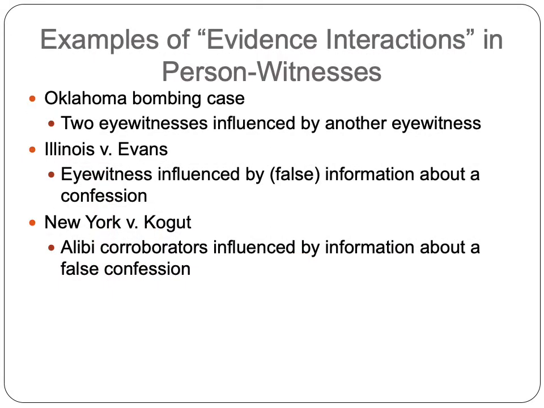So some examples of evidence interactions, in eyewitnesses specifically, right? In the Oklahoma bombing case, 2 eyewitnesses were influenced by another eyewitness and testified that they saw something completely different than who the Oklahoma City bomber was because of this third eyewitness. In Illinois v. Evans, eyewitnesses were influenced by false information about a confession. They were told, this guy confessed to the crime, is that the person that you saw? And they said yes.